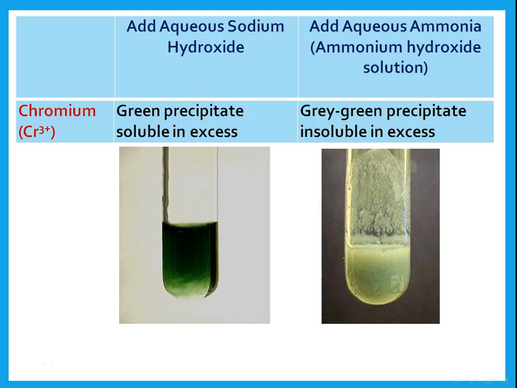Okay? Okay, test for chromium. Chromium ions, if I add sodium hydroxide, at the beginning when you add drops of the sodium hydroxide, you will get a green precipitate. And then as you add more and more sodium hydroxide, the precipitate will dissolve and give you a green solution. So this is a green precipitate soluble in excess. What if I add aqueous ammonia to chromium ions? Then I get this gray-green precipitate, and it is insoluble in excess, meaning I add lots and lots of ammonia solution, I still get this gray-green precipitate.